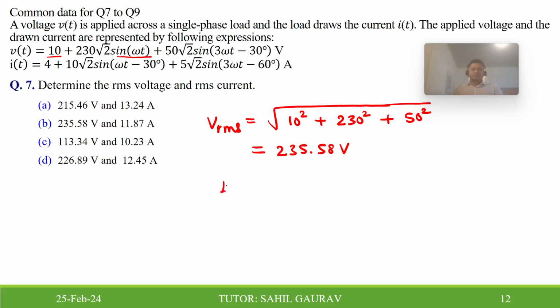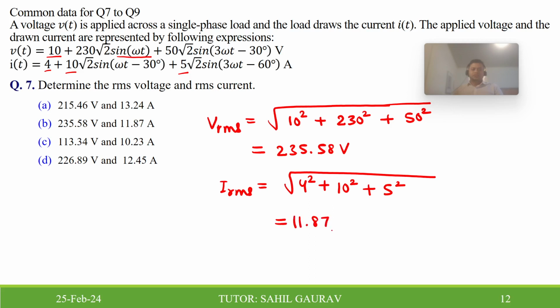Then we can find the RMS current again. For the DC component, the RMS value is 4 only. For the DC component, RMS and average value are both the same. For the fundamental component, it is given as 10, so it is 10 square, and for the third harmonic component, it is given as 5, so 5 square. Upon doing this, you will get 11.87 ampere. Therefore, the correct answer is B.